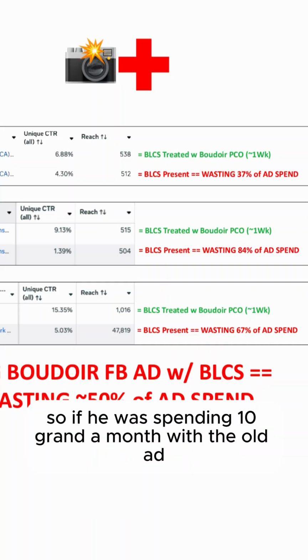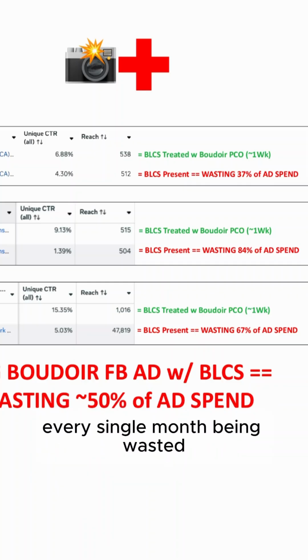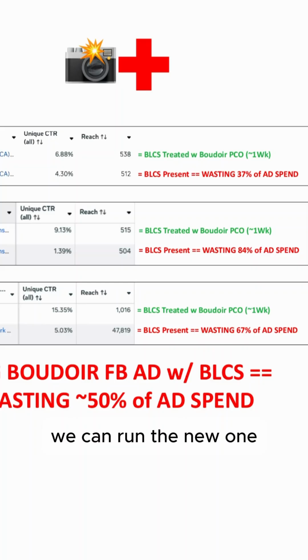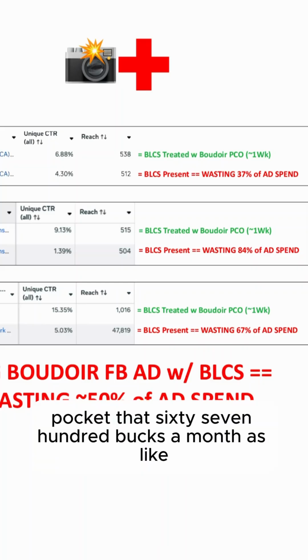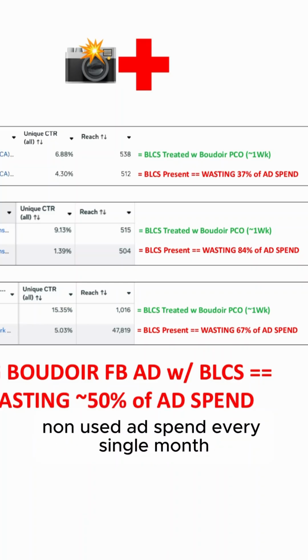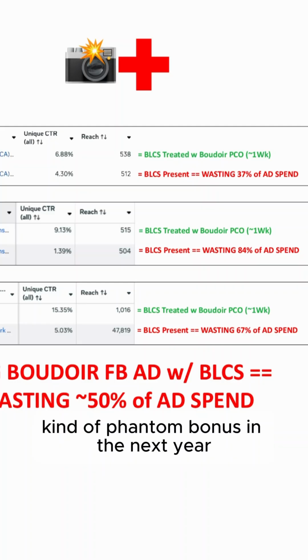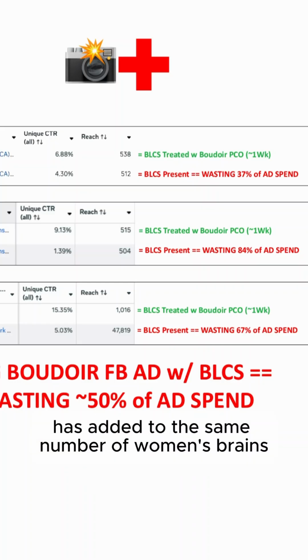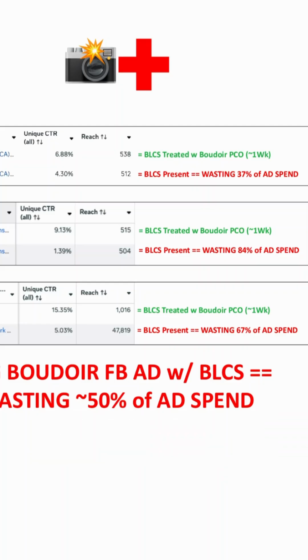So if he was spending 10 grand a month with the original ad, 6,700 bucks a month, every single month, was being wasted. So now he can run the new one at 3,300 bucks a month, pocket that 6,700 bucks a month as non-used ad spend every single month, and actually get what's that, like 80K kind of phantom bonus in the next year, and still get his ad into the same number of women's brains at 3,300 bucks a month compared to the original at 10K a month.